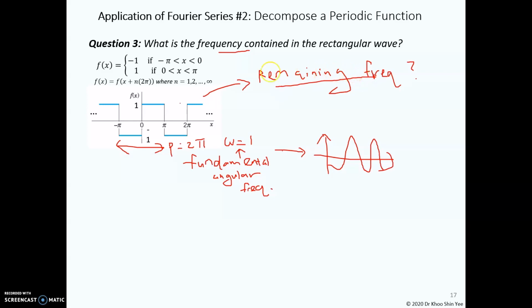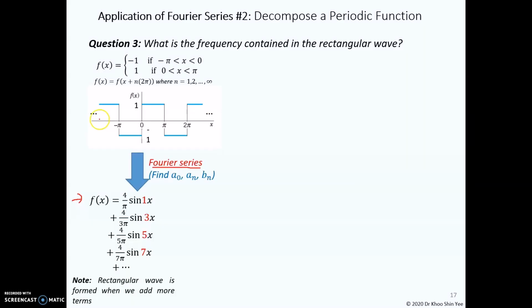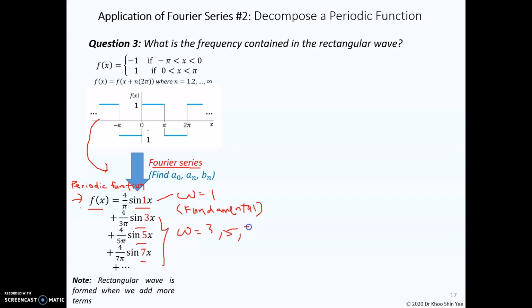So how can we find the remaining frequencies contained in the rectangular wave besides the fundamental frequency here? One way to find the frequency of a periodic function is to perform the Fourier series, and this is the Fourier series result. By using the Fourier series, you succeed in decomposing the periodic function, which is f(x), into the summation of multiple sinusoidal waves here with various frequencies. The lowest frequency that you obtain is equal to 1, so this is the fundamental angular frequency. The remaining frequencies that you find, such as 3, 5, 7, and so on until infinity, are the harmonic frequencies.